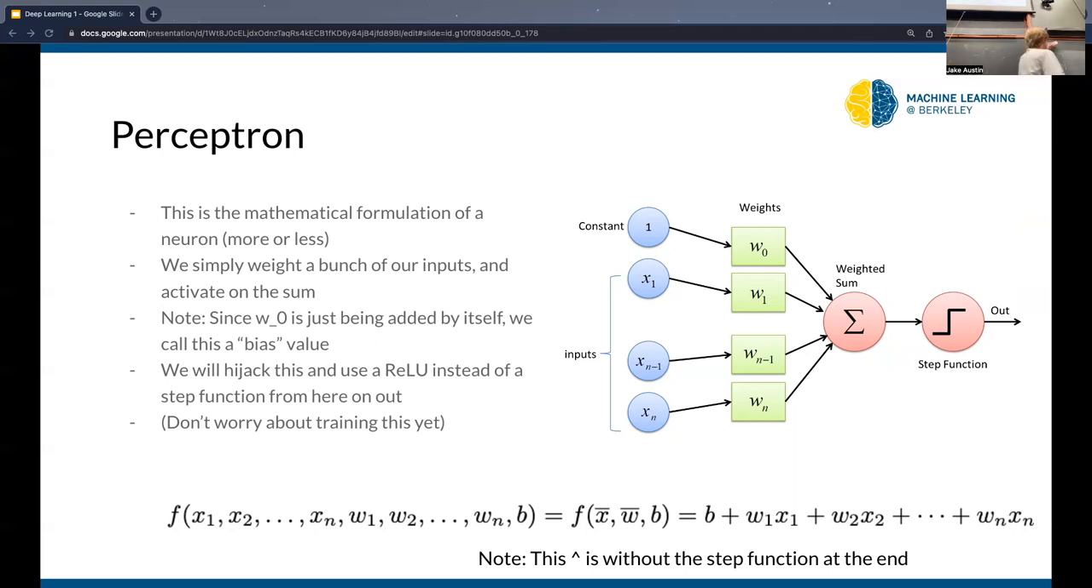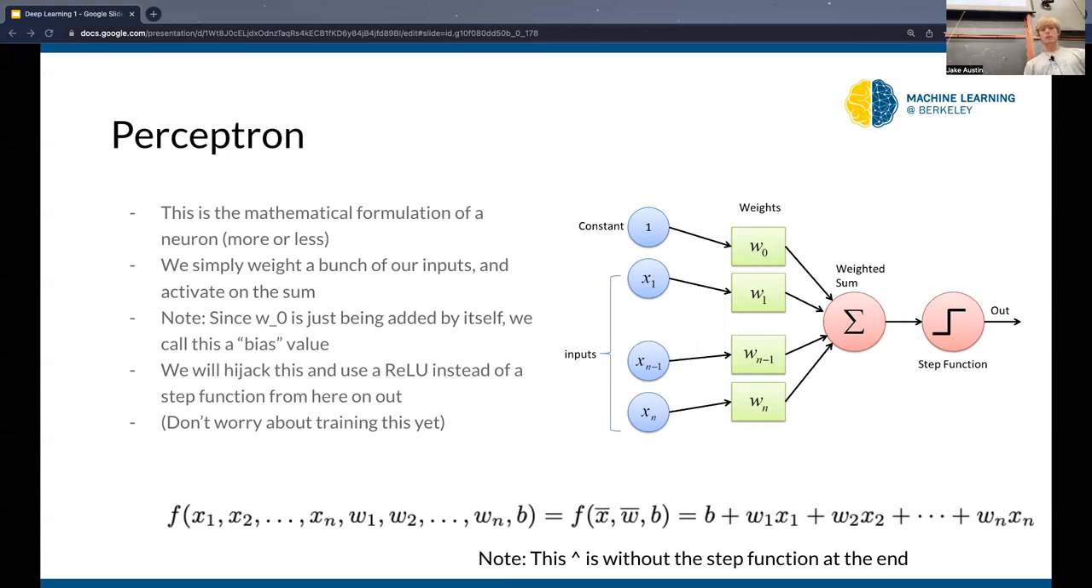Figure out where to write this. We have a whole bunch of inputs, and we're just going to weight them, just like the incoming connections from one neuron to another will get weighted and then summed up.